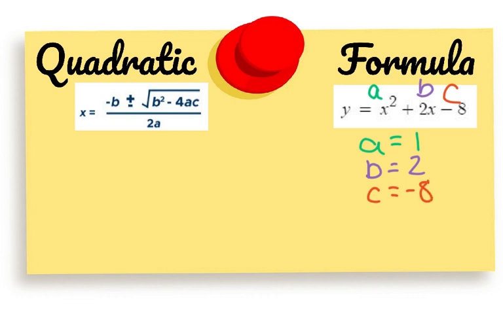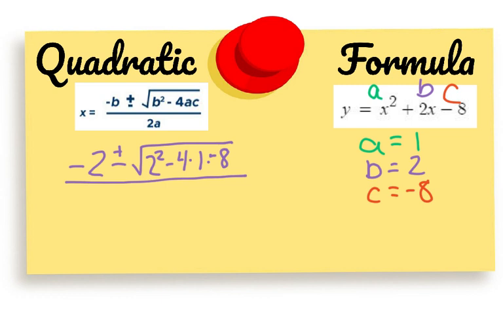So let's go ahead and first plug all these numbers into this formula where they go. So the first thing, it says opposite of b. Well, the opposite of 2 is -2. Then we see a plus and a minus, the square root of b squared. So 2 squared minus 4 times a, which is 1, times c, which is -8. And then I'm going to divide the whole entire thing by 2 times a, which is 1. So we plugged in our numbers. Now let's try to go ahead and simplify and solve some of this.